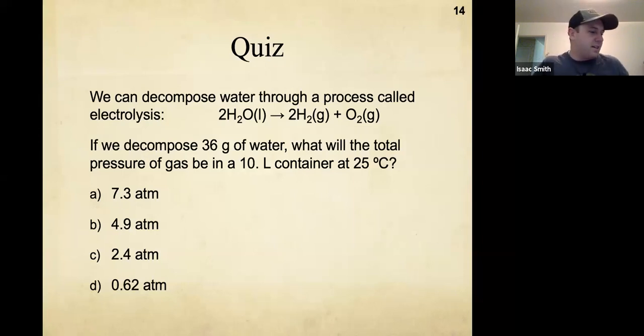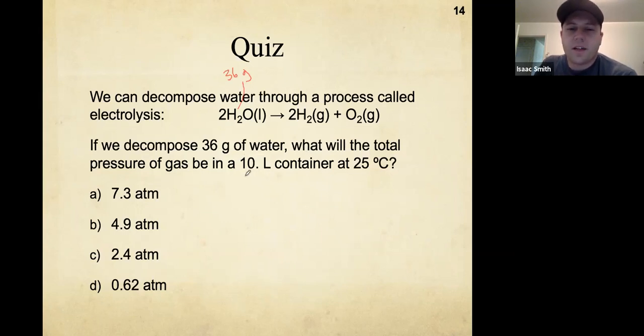Okay, so it says we can decompose water through a process called electrolysis. So water can be converted to hydrogen gas and oxygen gas. If we decompose 36 grams of water, what will the total pressure of gas be in a 10-liter container? Oh, sorry, at 25 degrees Celsius. Okay, so we are starting with 36 grams of water. What will the total pressure of the gas be in a 10-liter container?